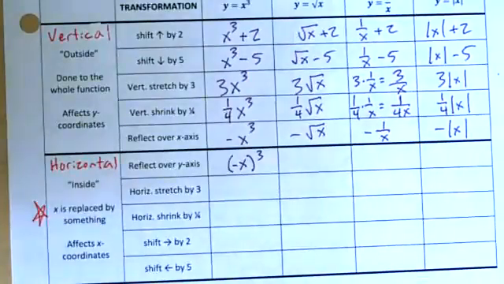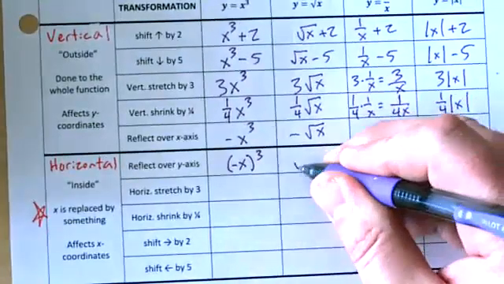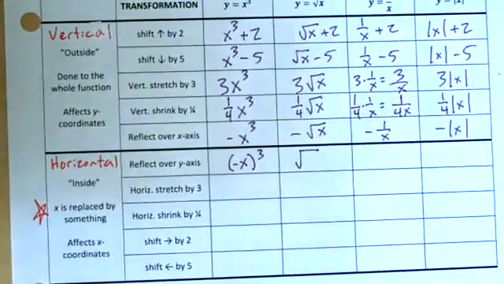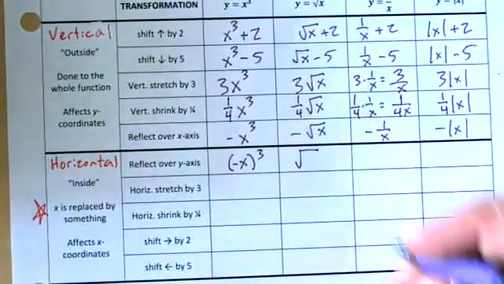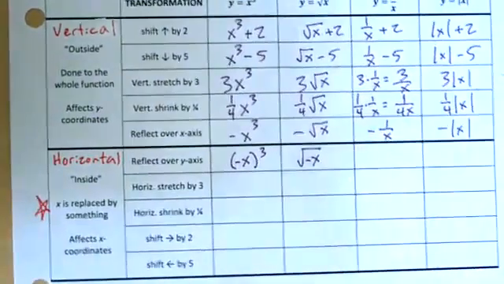We pull the x out to do something to it, and then we put it back in. So if I'm talking about a square root function, here's my square root function. I pulled out the x. I'll multiply in my head. The x is multiplied by -1. I put it back in.